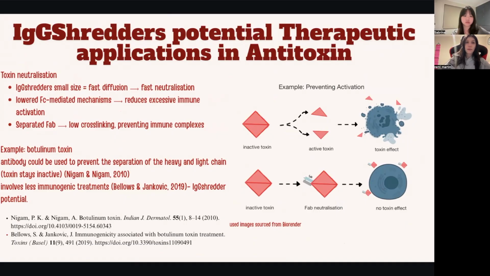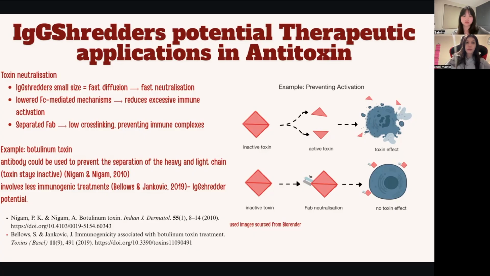IDES's intact F(ab')2 is larger, can cross-link toxins into immune complexes, but Fc function is removed, so the complexes are cleared less efficiently, so they may linger in the circulation. IgG-shredder has low cross-linking and smaller fragments that diffuse more rapidly, so may neutralize without forming complexes. Therefore, IgG-shredder is a better antitoxin, as Fc-mediated mechanisms are reduced and fast neutralization is prioritized over toxin clearance via immune complexes.